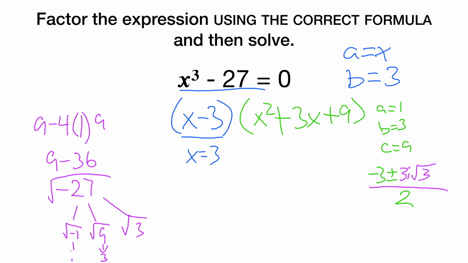Well, let's see. 3 divided by 2 I can't simplify, so it looks like we actually already have our answer. So our other answer would be negative 3 plus or minus 3i square roots of 3 all over 2. And those are all of our zeros. So now let's try another.